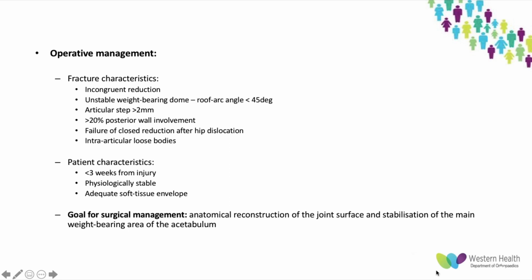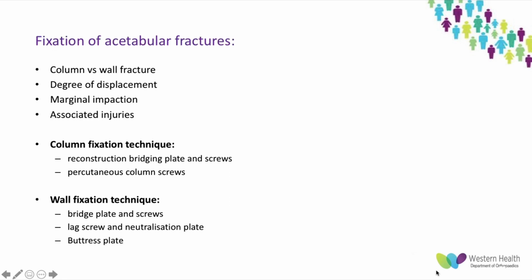So the goal for surgical management is the anatomical reconstruction of the joint surface and stabilization of the main weight-bearing area of the acetabulum. To fix acetabular fractures, you've got to consider if it's a column or wall fracture, the amount of displacement, if there's marginal impaction, or associated injuries. The guideline is that a column fixation technique should be done using bridge plate and screws or percutaneous column screws. A wall fixation technique should be done using bridge plate and screws, lag screws, or buttressing plate.